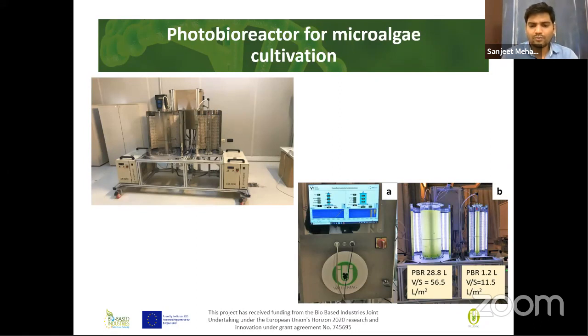So the volume to surface ratio is very important for any process for large scale or pilot scale production, because at larger scale and at laboratory scale, the cells have very different metabolism. So that's why we are doing the experiments in two phases in the laboratory, and then we are scaling up at the pilot plant to 500 liters with the partner of the project.